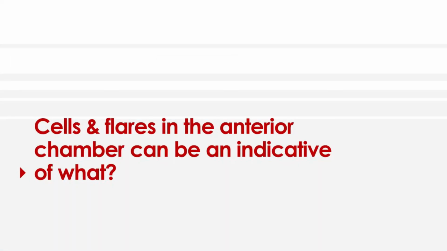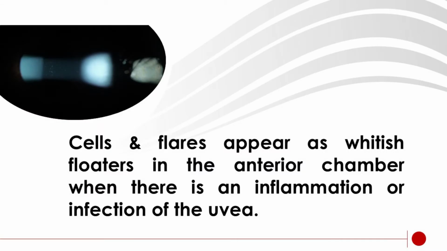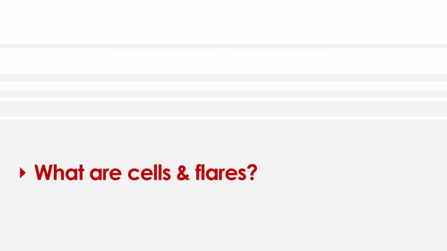Question 5. Cells and flares in the anterior chamber can be indicative of what? Cells and flares are whitish floaters that appear in the anterior chamber when there is an inflammation or infection of the uvea. Question 6. What are cells and flares?